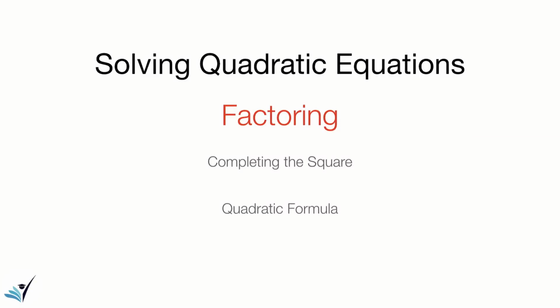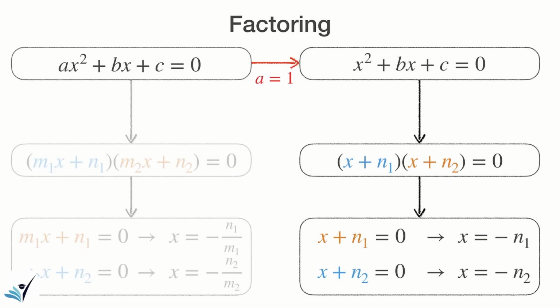In the previous video, we talked about how you can use the factoring method to solve quadratic equations. We saw how to use it to solve a simplified version of a quadratic expression where the x squared multiplier a is equal to 1. In this video, we want to see how we can use the factoring method to solve the general form of the quadratic equation, where a, the x squared multiplier, is not necessarily 1.